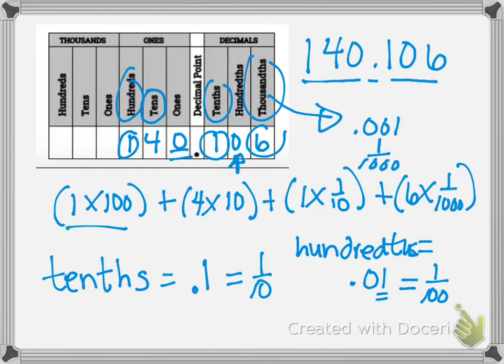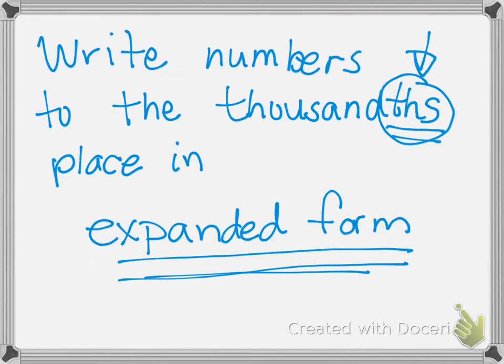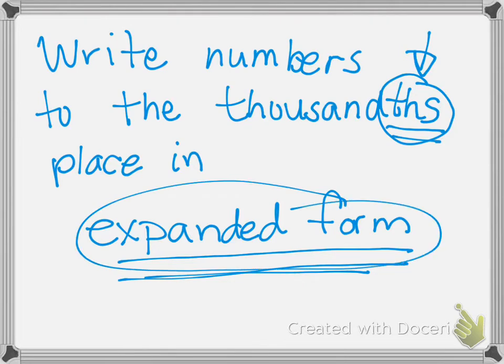So take each number, multiply it by its place value, and don't forget the addition signs in between. And that is a quick tutorial on writing numbers to the thousandths place in expanded form.